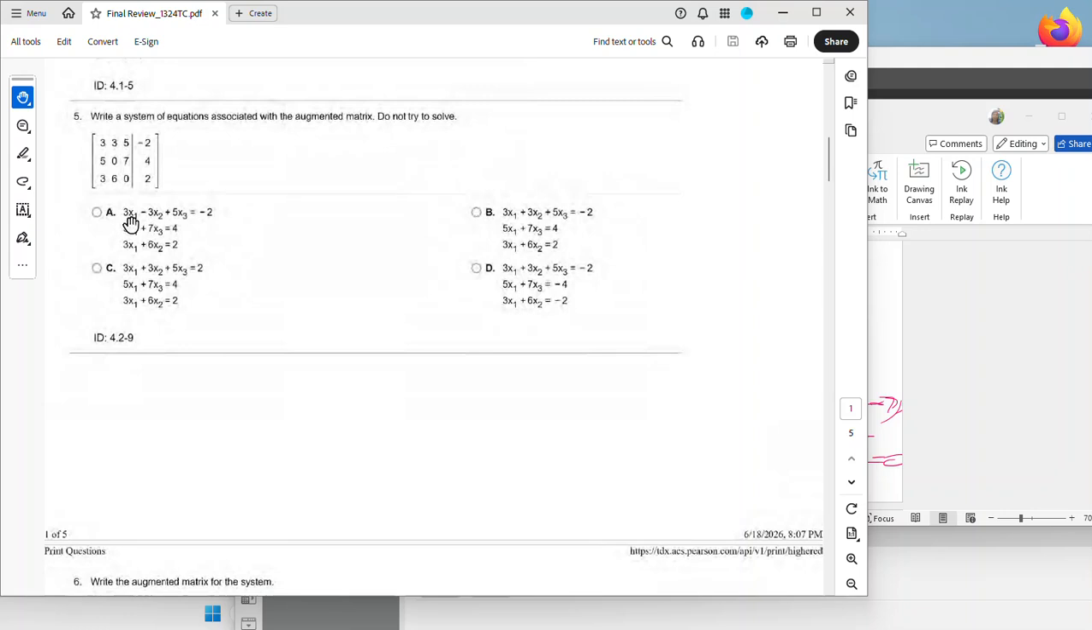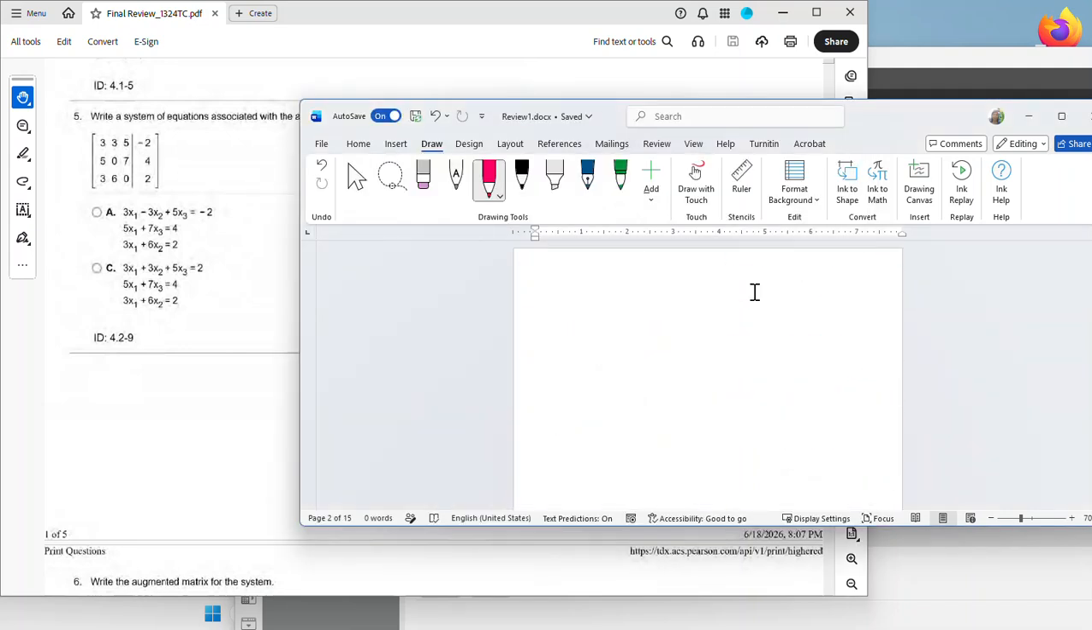The matrix only writes down the coefficients without the variables, but you must have x1, y1, or whatever variable you use. You must put everything in order. Okay, so that's the matrix. All right, so write down the system associated with the matrix. Do not solve. This one didn't ask you to solve, we just need to write down the matrix as the real equation.